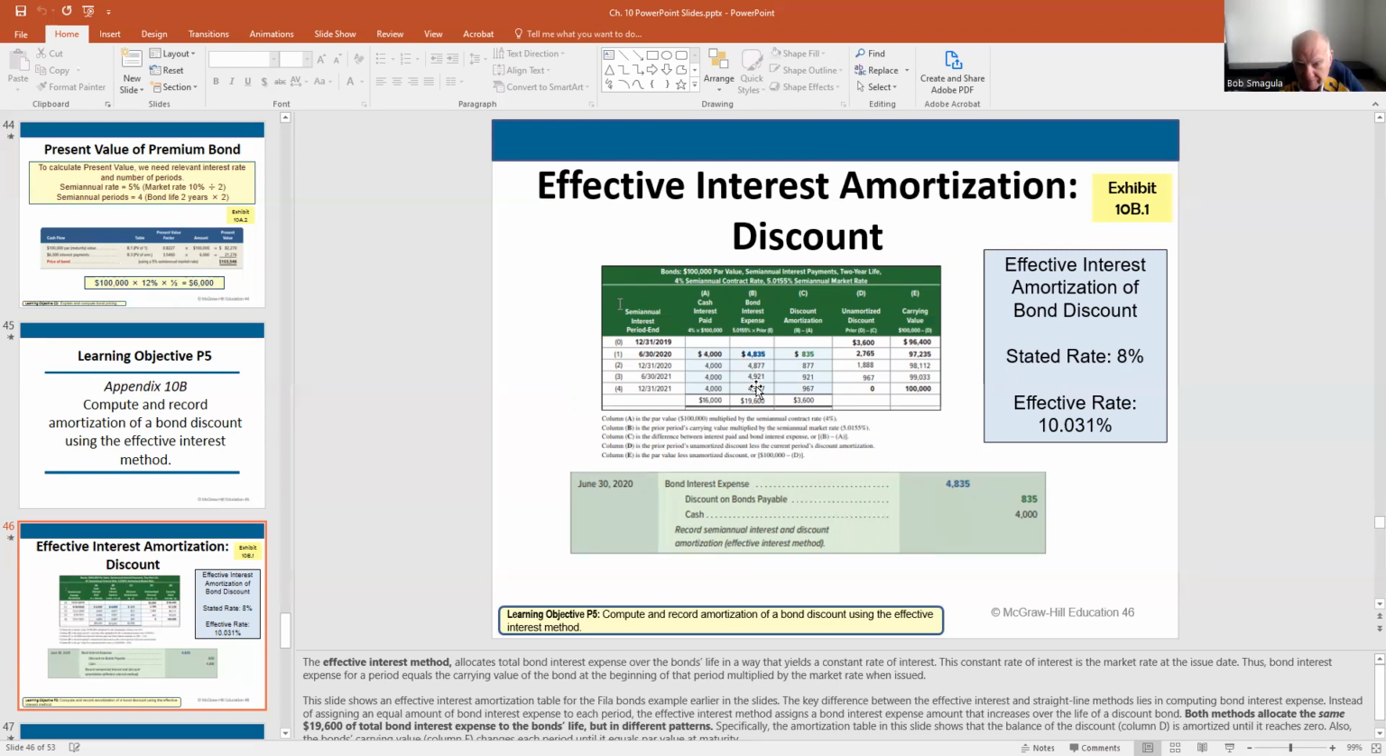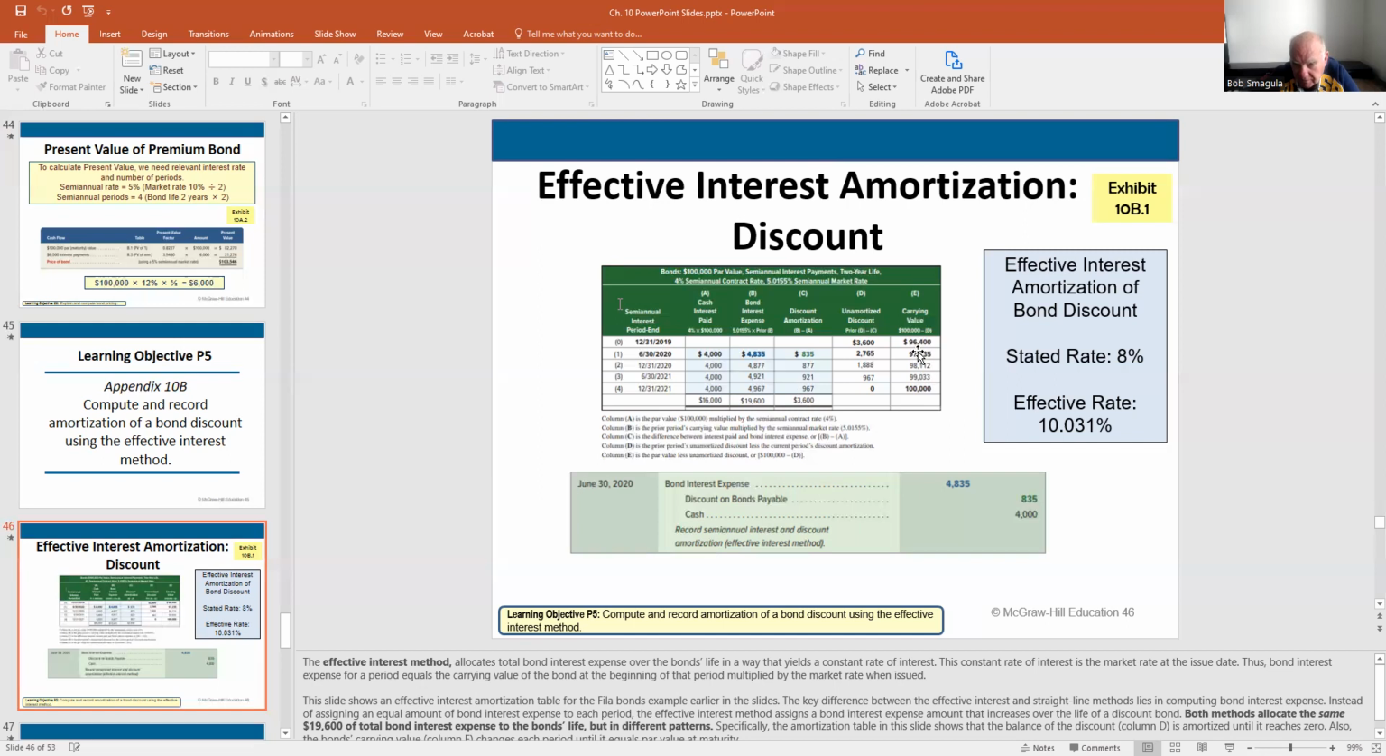We know that total interest expense includes $4,000 in cash. Therefore, the amortization is the difference between the cash amount and the total interest. Note that unlike the straight line method, the discount amortization is increasing. Instead of 900 every period, it's starting at 835, 877, 921, up to 967, and then you end up with the $100,000 at maturity.